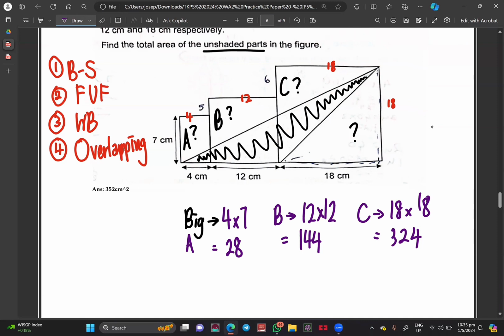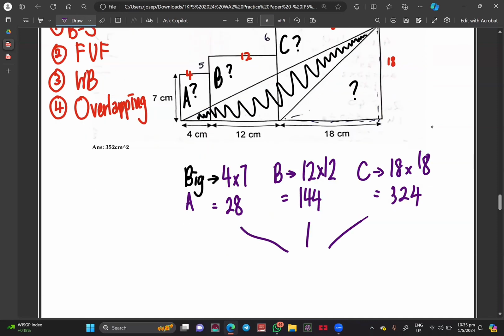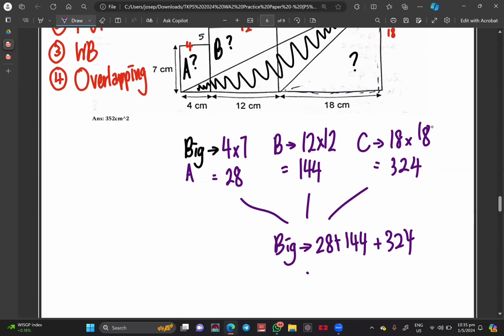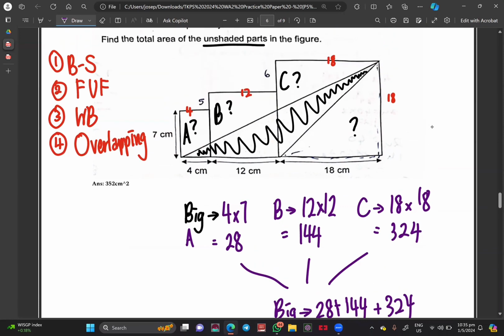So we know that when I add these three up together, we are able to get the big, which is the total. 28 plus 144 plus 324, we get an answer of 496. But this is not my answer because this is everything. Our job is to remove away the small.